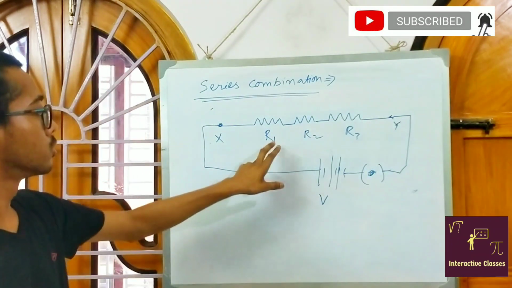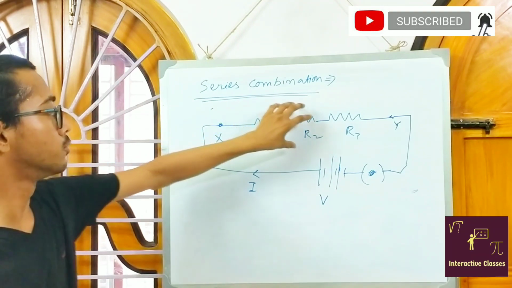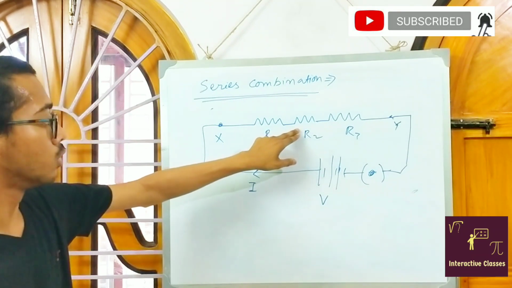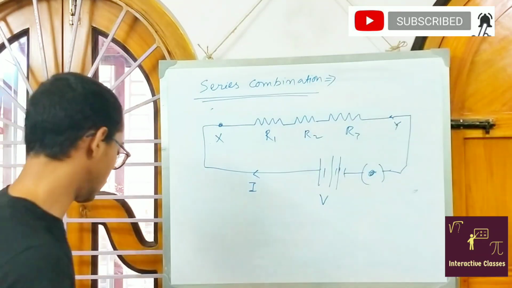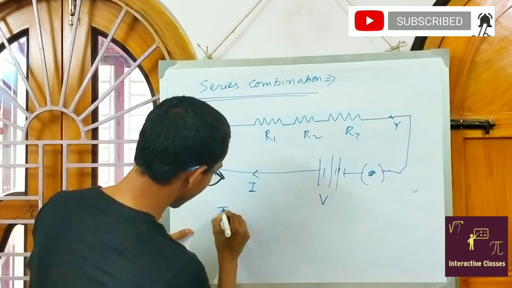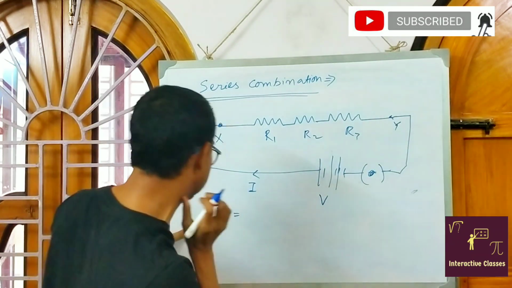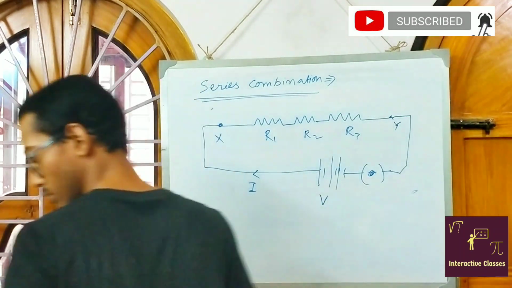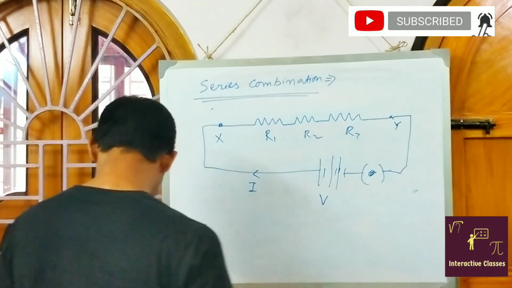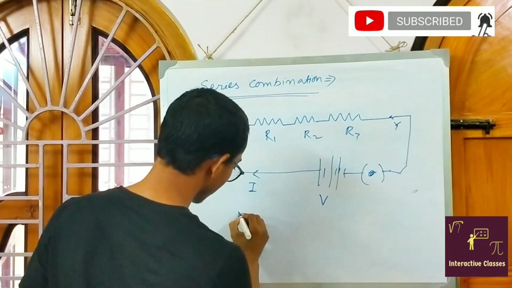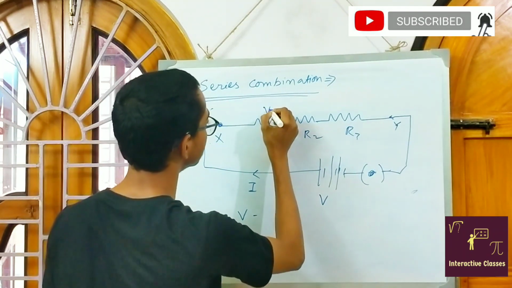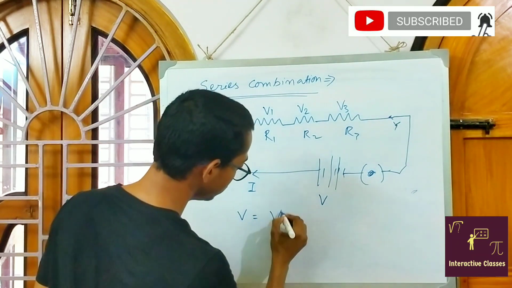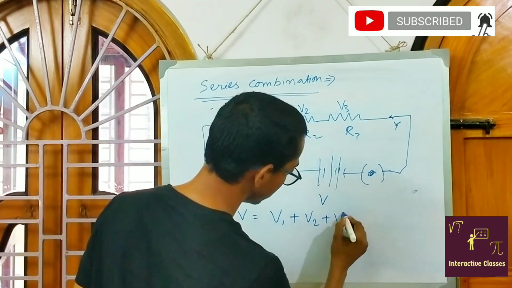If the voltage is V and the current flowing through the circuit is I, in series combination the voltage across the resistances varies, but the current remains the same. That means current I will flow through R1, R2, and R3. As the voltage is divided, let the voltage across this one be V1, this one V2, and this one V3. So V is equal to V1 plus V2 plus V3.